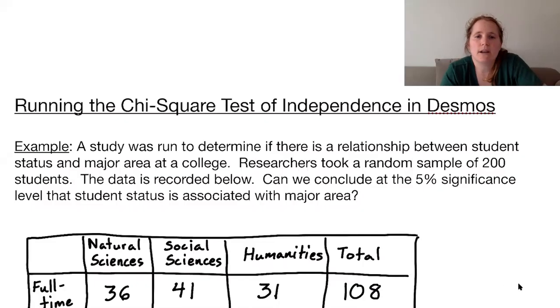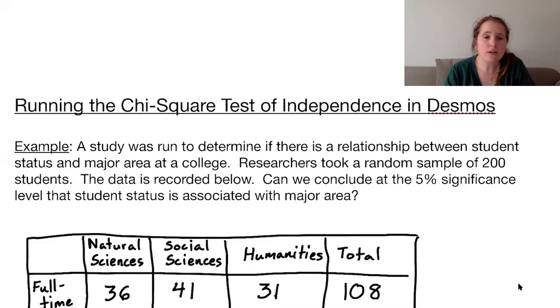Welcome to running the chi-square test of independence in Desmos. So again, working with that same example we've been working with, the study was run to determine if there was a relationship between student status and major area out of college. Researchers took a random sample of 200 students. The data is recorded below. Can we conclude at the 5% significance level that student status is associated with major area?